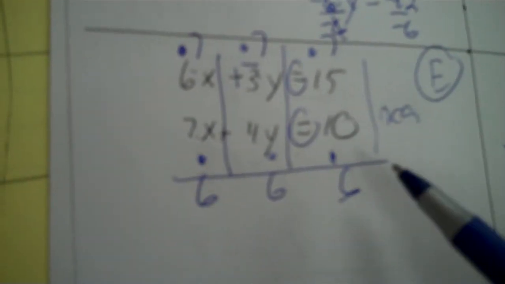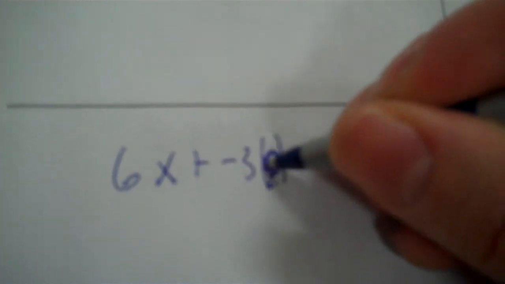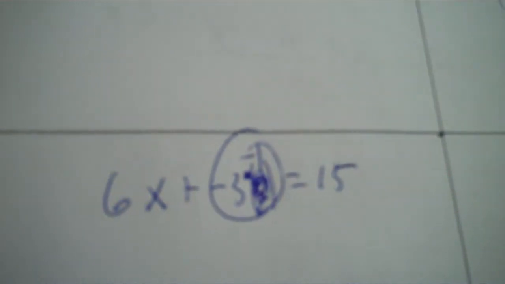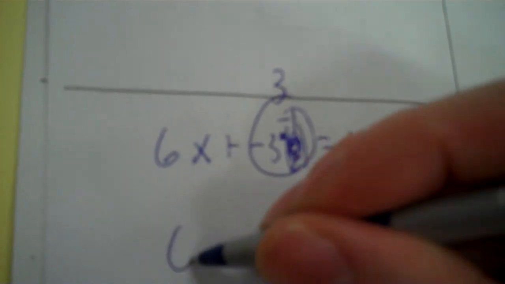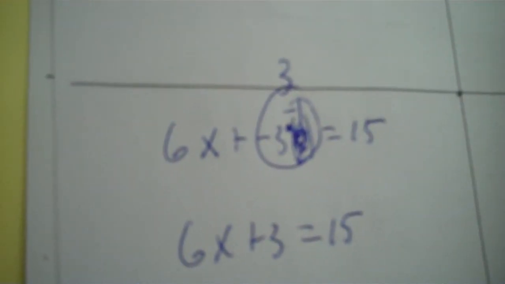Now, pick one of your equations. It doesn't matter, top or bottom. Let's go with top. Let's just be 6x plus negative 3y equals 15. So negative 1 is going in for y. Then I'll circle that because I need to multiply those. Negative 3 times negative 1 is 3. So we have 6x plus 3 equals 15.